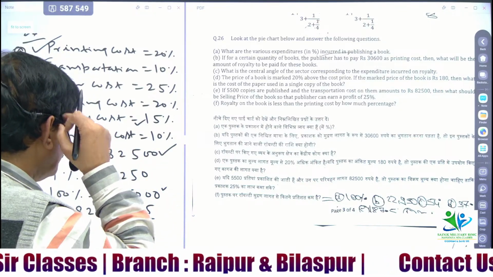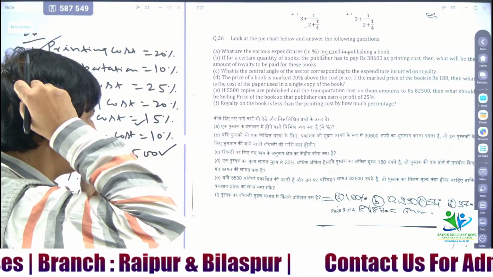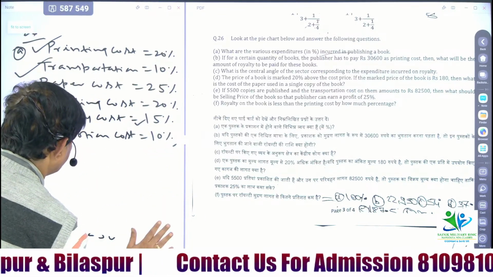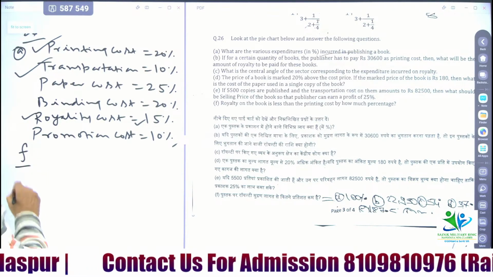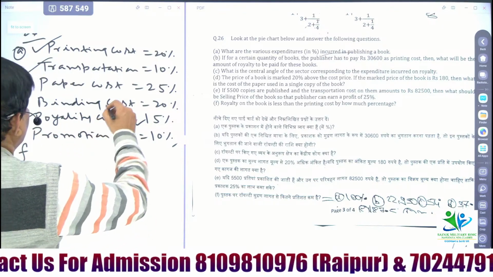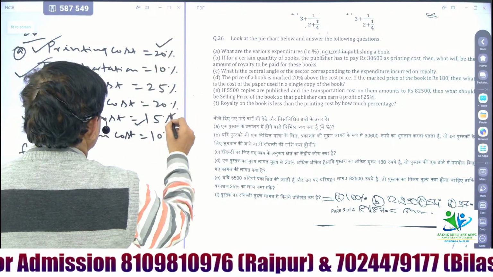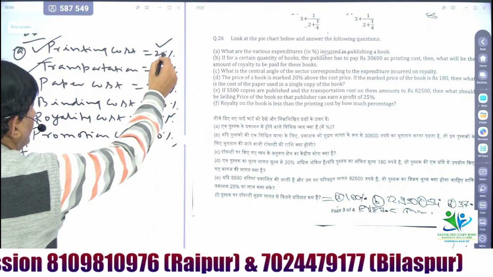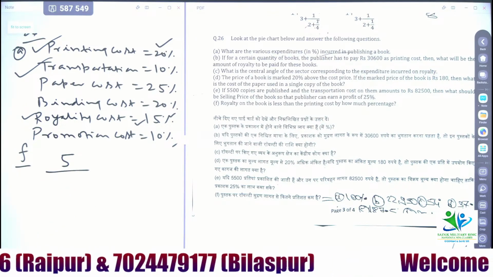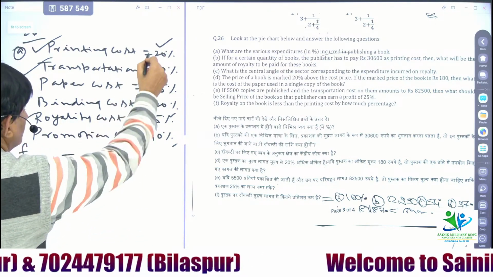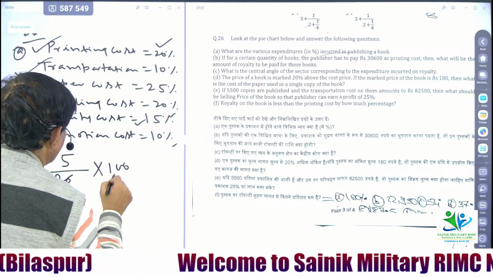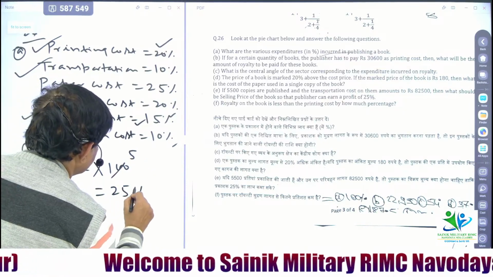Now if royalty on the book is less than the printing cost, by how much percent? Now see the part F. Royalty of the book is less than the printing cost by how much percent? Printing is 20 and royalty is 15. Clearly what is the difference here? Printing and royalty, that is 5%. And you have to find percentage. This one is less, initial is 20 printing, that is 5 by 20 into 100, and cancel here, that is 25% less.